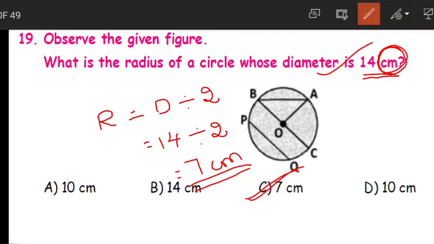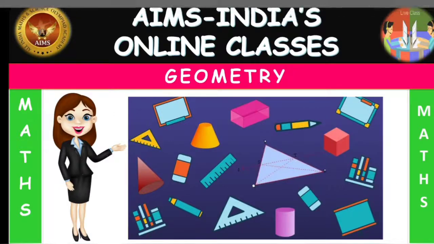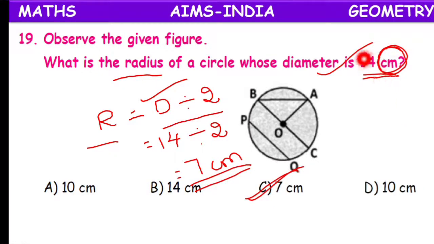It is a very simple question. Diameter is already given and we have to find out the radius. So radius is equal to diameter divided by 2. That is nothing but 14 divided by 2. That is equal to 7 centimeters.